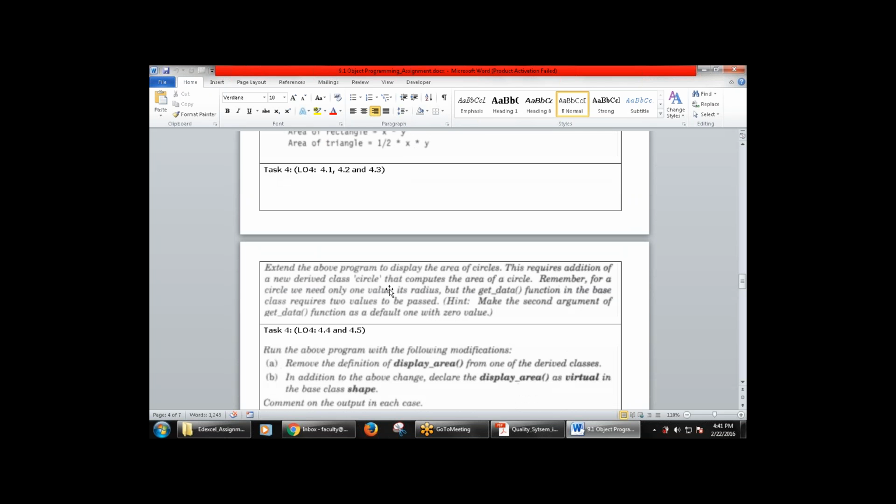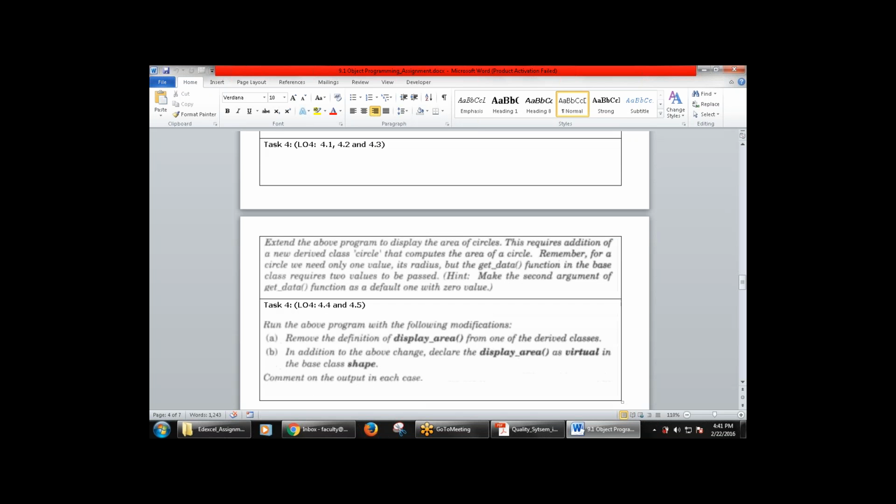This requires the addition of a new derived class. So there is a class created for calculation of the area of a circle, and that has one value, the radius, but the get data function in the base class requires two values. So we take two values and make the second argument a default one, that is a zero value. If the default one is 0, the area will be 0. This is the second argument that is required. So we can take it as a default one with the zero argument.